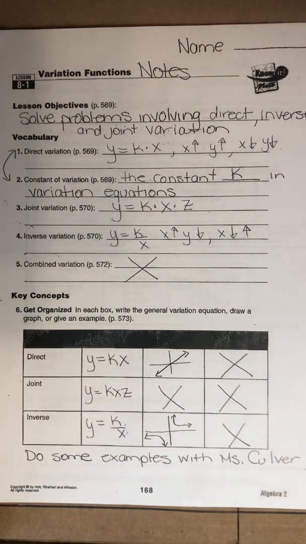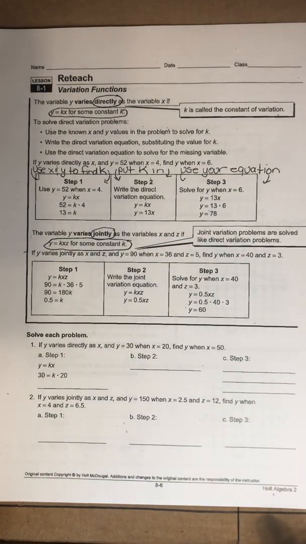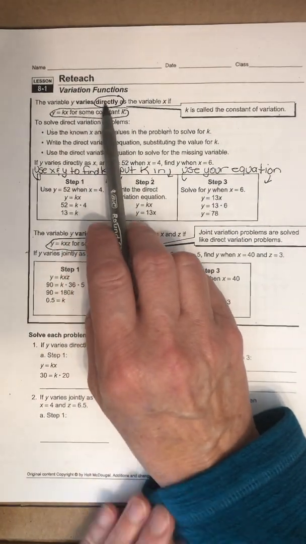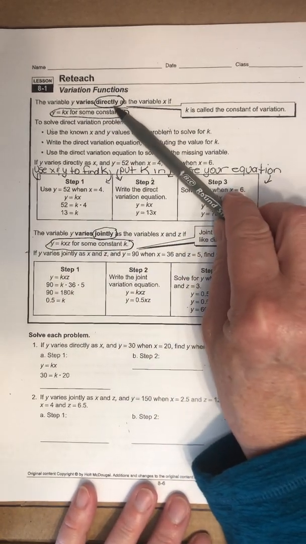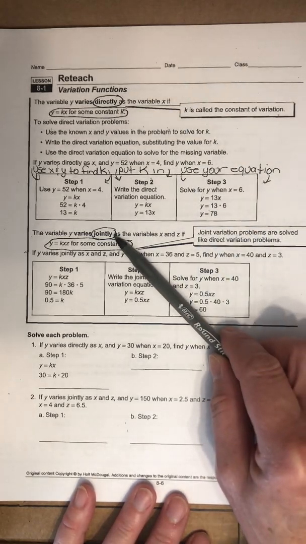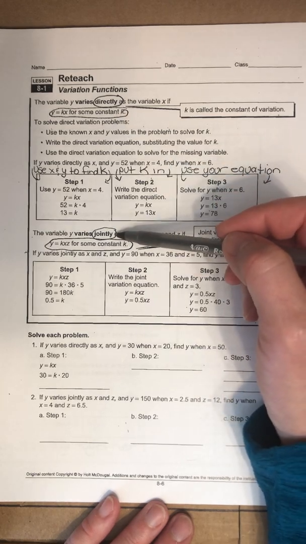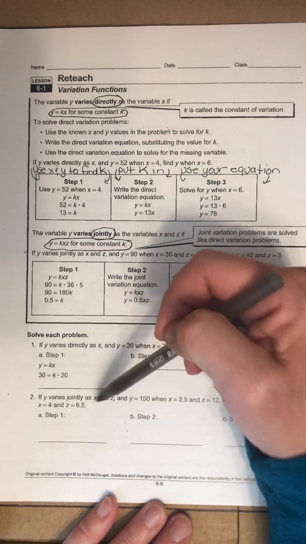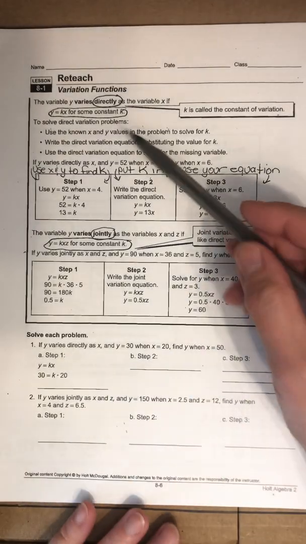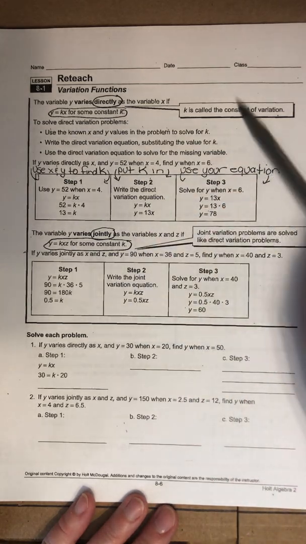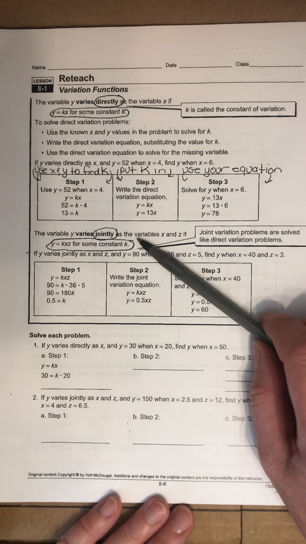Next page. We are going to try some of these problems, so let's take a look. Variation functions. So we are actually going to be looking for the words directly or jointly or inversely. So first we're going to do directly and jointly. Yep, we have one of each on the page. And so the first thing we're going to do is when you look up here in the box, a lot of times we don't look at the instructions because there's so much going on, but this is really helpful.